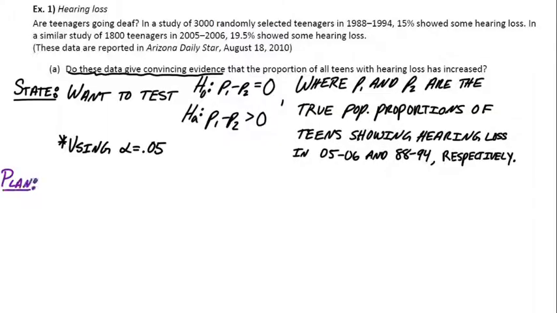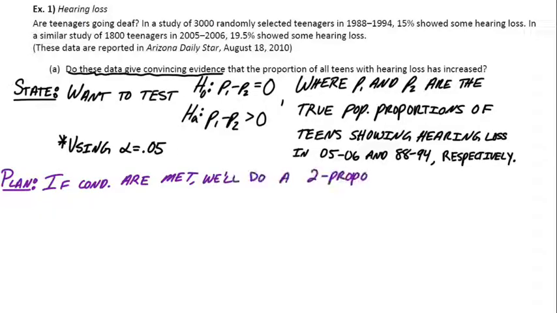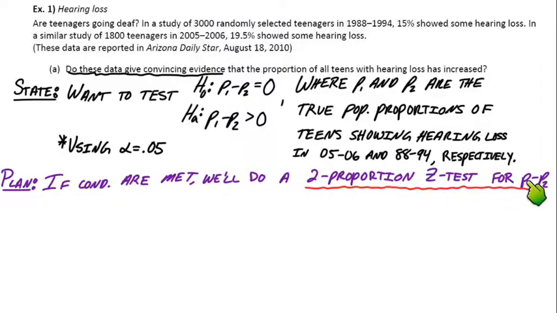Okay, so for the plan step, the first point we can get right here is let's name the test that we're going to run. So we can say it's a 2-proportion z-test for P1 minus P2, right? The true difference in these proportions. So there's one thing the AP graders will look for. Do we actually name the test, or the confidence interval if we were going to make one? Do we actually name it?